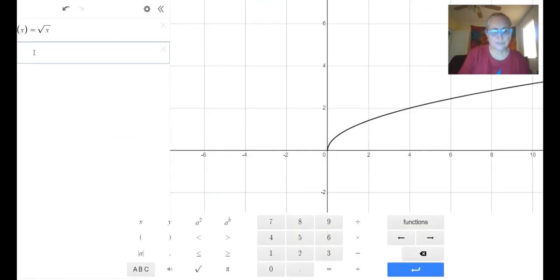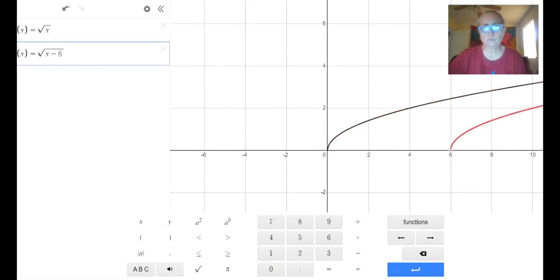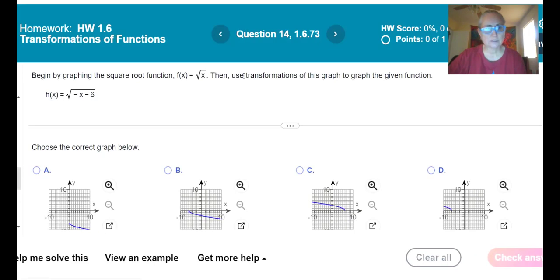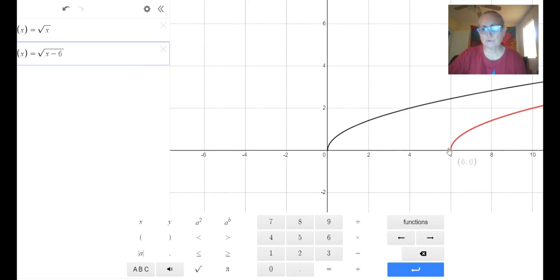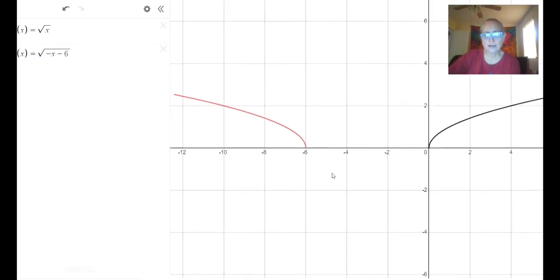And let's put in f of x equals the square root. And let's do the x minus 6 first. I believe that was what it was. Let's look and see. Yeah, minus 6. Okay. So that moved it to the right 6, right? Now I'm going to change this to a negative x and look where it put the graph.